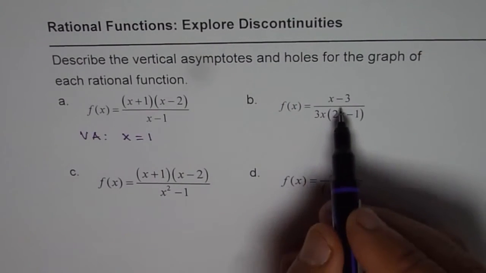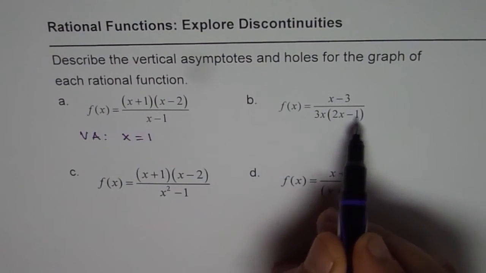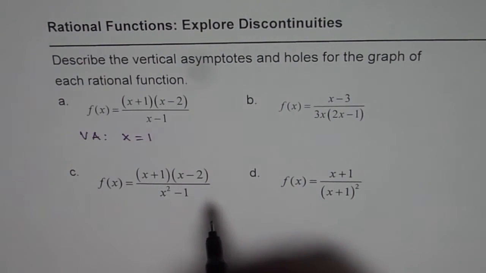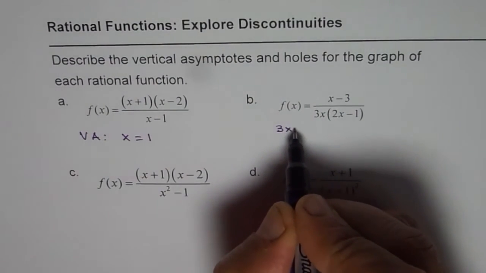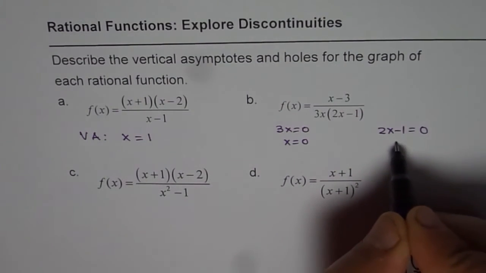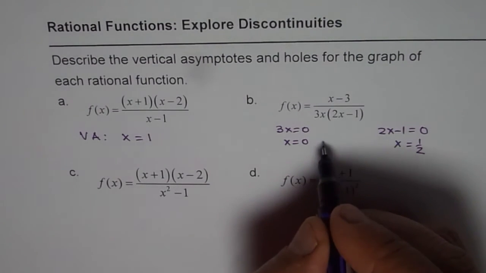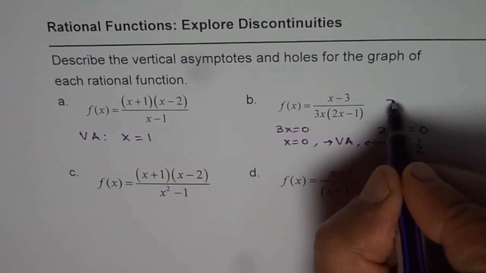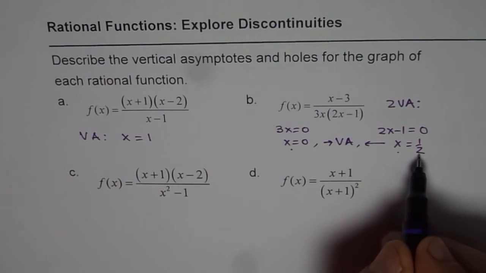Correct? In this one, f of x equals (x minus 3) divided by 3x times (2x minus 1). Now let us examine if we have any common factor in the numerator and denominator. There is none. There are two factors in the denominator. Now 3x equals 0 means x equals 0, and 2x minus 1 equals 0 means x equals a half. Both values will give us a vertical asymptote. So here we have two vertical asymptotes, correct? One is at x equals 0, the other one is at x equals a half.